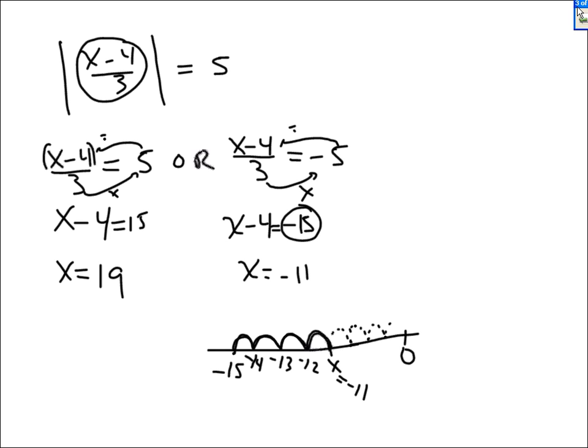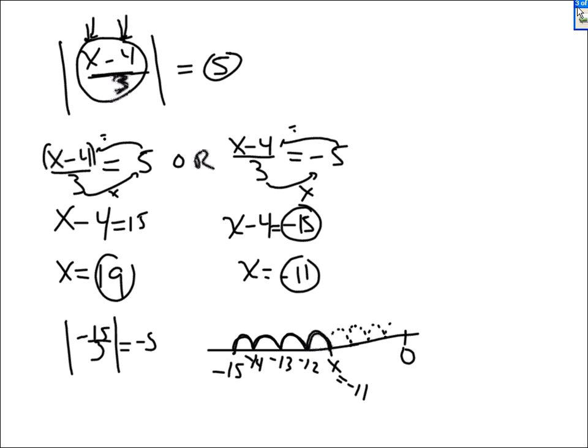It didn't. The absolute value was always 5. You can plug in 19. 19 minus 4 is 15. 15 divided by 3 is 5. And yep, the absolute value of 5 is 5. Negative 11: negative 11 minus 4 more is negative 15. Negative 15 divided by 3 is negative 5. But we want the absolute value of that, which is 5, just what we wanted.